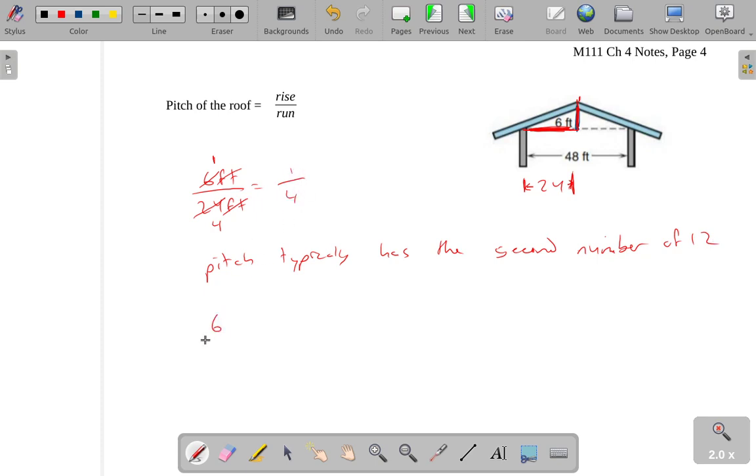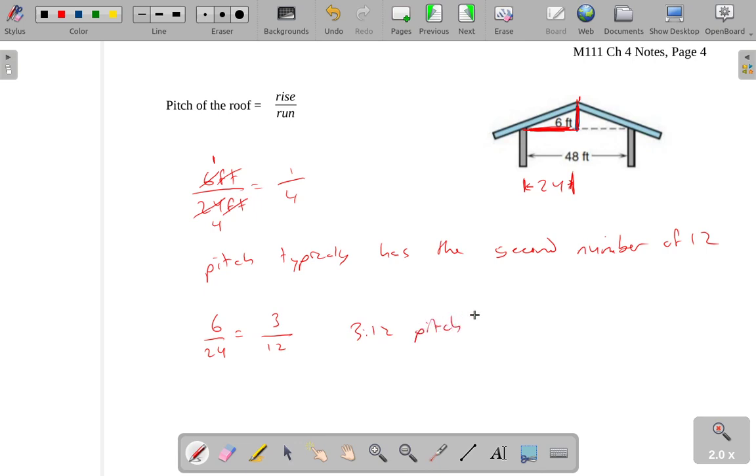So instead of going 6 and 24 and canceling all the way down to a fully reduced fraction, what I would do is I can see that if I just divide this 24 by 2, I would get down to a 12 on the bottom part of this fraction. And so I'll do the same thing to the top here. Divide that by 2, and we get 3 and 12. So we would say that this is a 3 and 12 pitch.